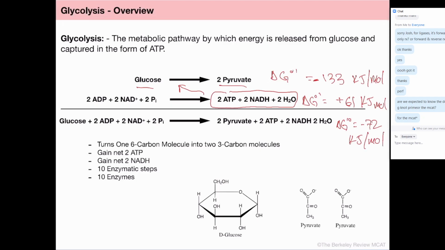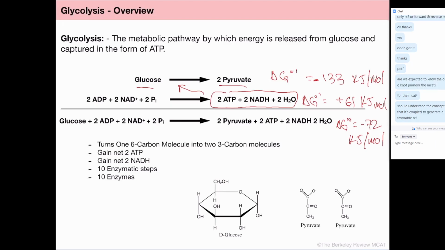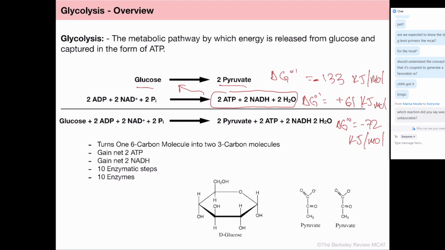No, you're not expected to know the delta G naughts, but you should, kind of like that first question I asked you guys, right? Which one of these will release the most energy? That is fair game. You don't need to know the actual number, but you should know that something is going to be favorable or unfavorable, right? Like knowing that glucose to pyruvate is favorable because that's what can recoup all this chemical energy in ATP.